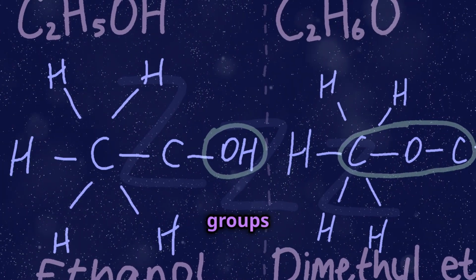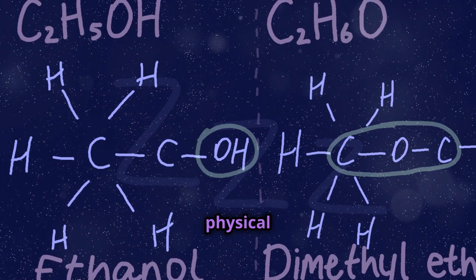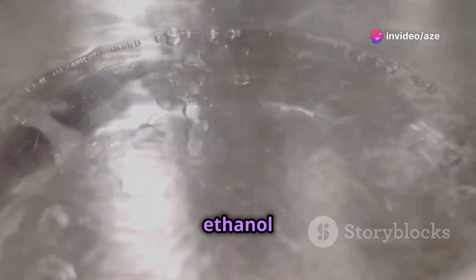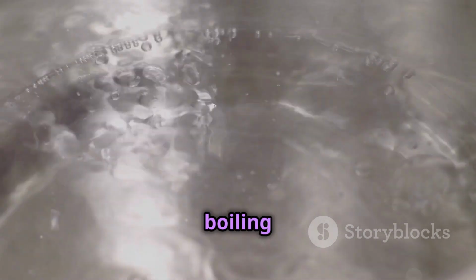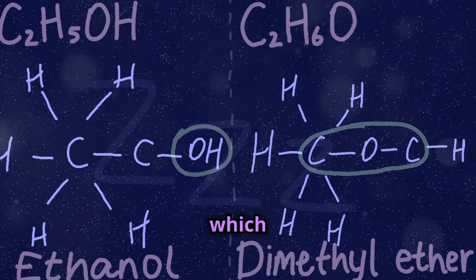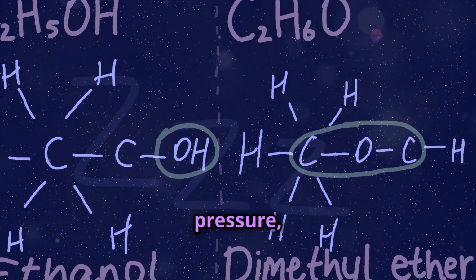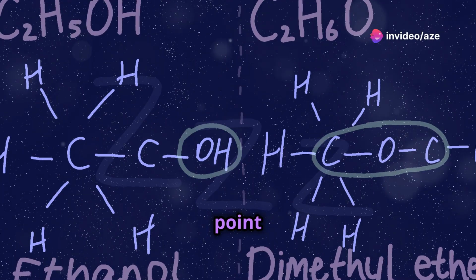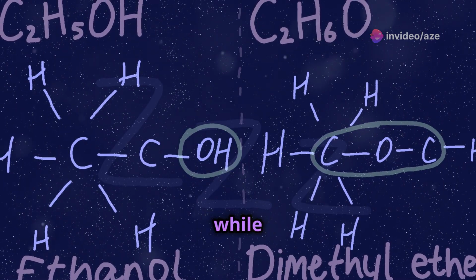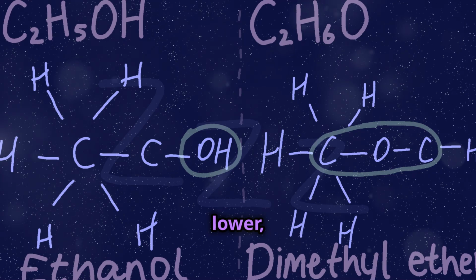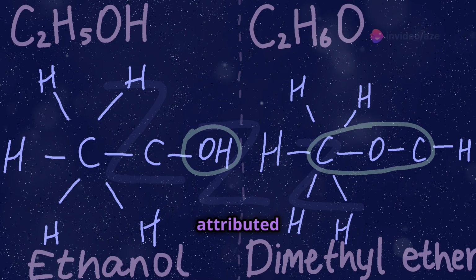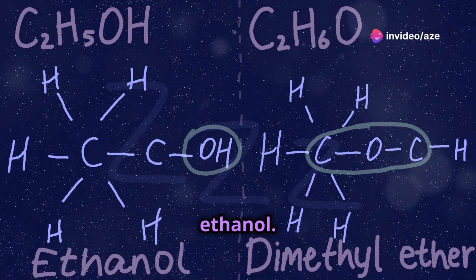This difference in functional groups leads to significant variations in their physical properties, such as boiling points and solubility in water. Both have the same molecular formula, but ethanol has a higher boiling point. The boiling point of a substance is the temperature at which its vapor pressure equals the external pressure, allowing it to transition from a liquid to a gas. Ethanol's boiling point is around 78 degrees Celsius, while dimethyl ether's boiling point is much lower, at approximately -24 degrees Celsius. This stark contrast can be attributed to the presence of hydrogen bonding in ethanol.